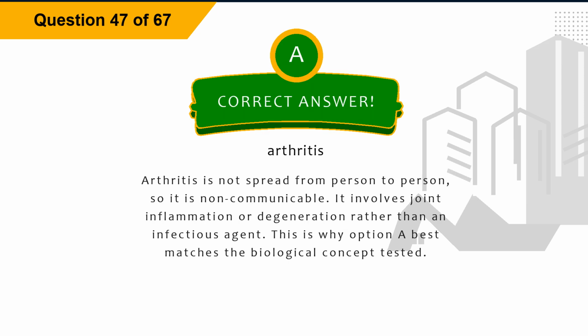The correct answer is option A, arthritis. Explanation. Arthritis is not spread from person to person, so it is non-communicable. It involves joint inflammation or degeneration rather than an infectious agent. This is why option A best matches the biological concept tested.